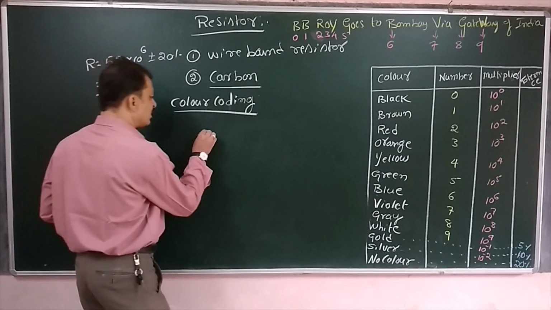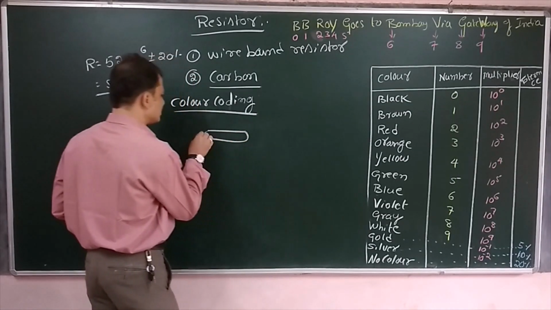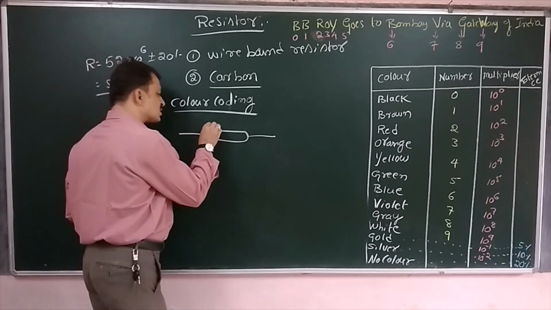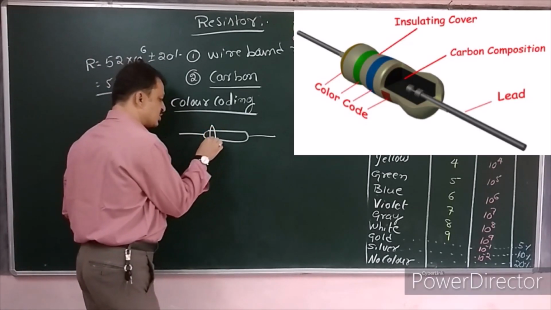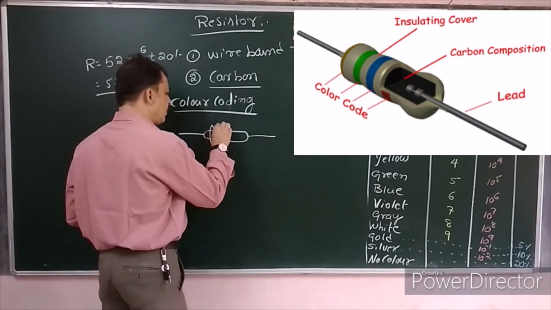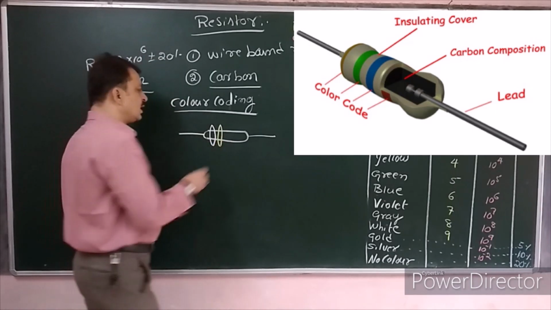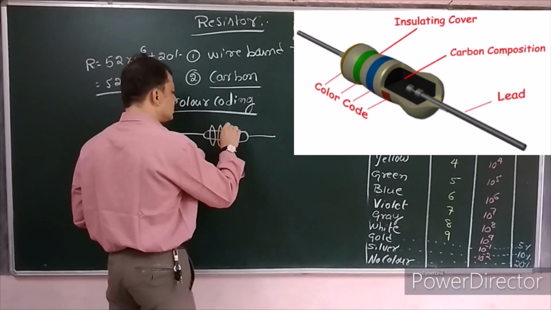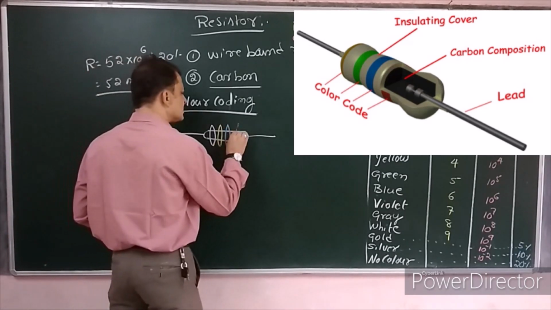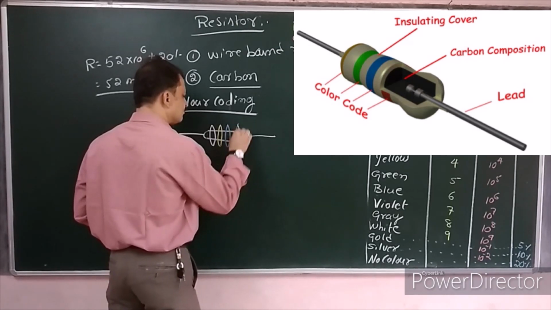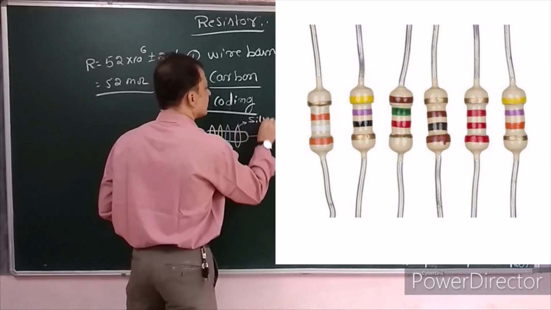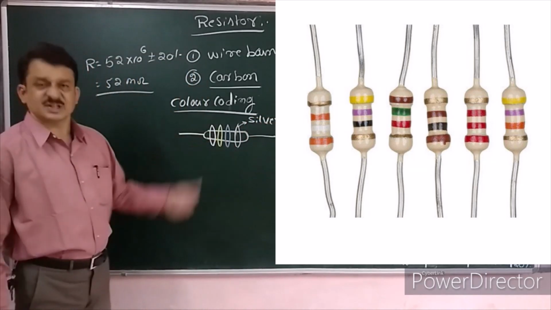Clear? Now, I have a resistor like this. These are the terminals for the external circuit connection. The first band is white, the second band is yellow, the third band is blue, and the fourth one I will take as silver. Then what is the value of this resistor?